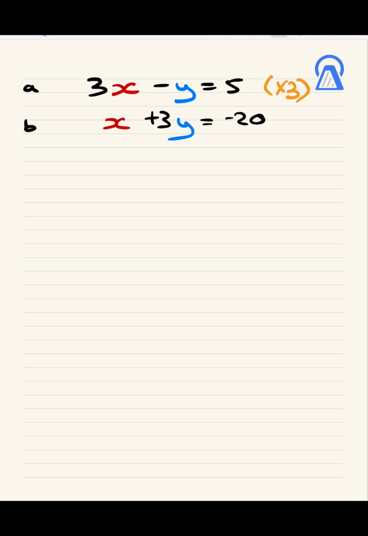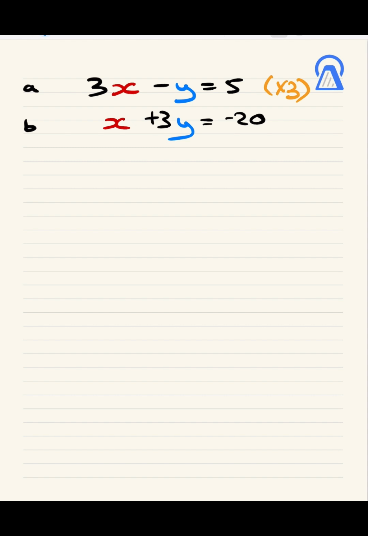Okay, our third worksheet is where we might want to scale up one of our equations. So you can see we've got the equation 3x minus y equals 5 and x plus 3y equals negative 20. Now, I've chosen to multiply the first equation by 3, but I could equally have done the same thing with the second equation, because it would give me two equivalent values. And that's what we're trying to do. Remember, with elimination, we want to eliminate one of these values.